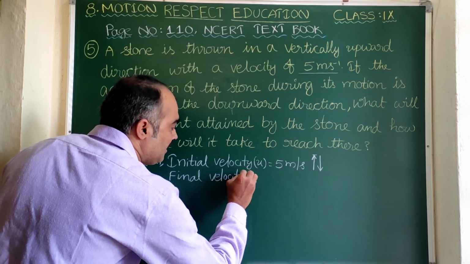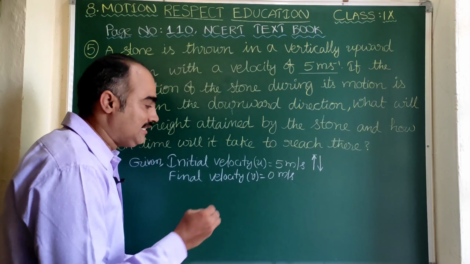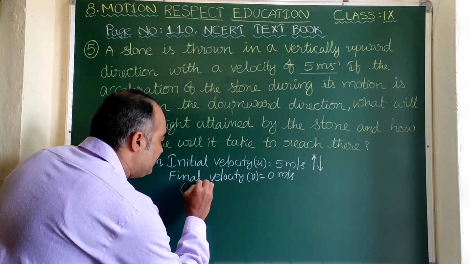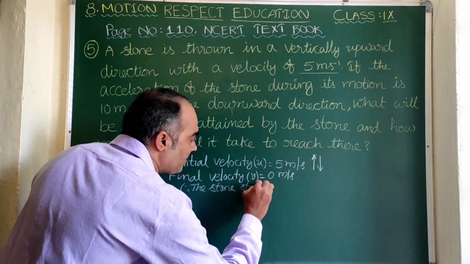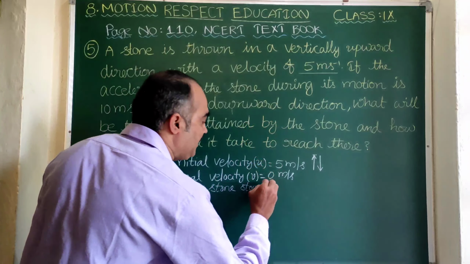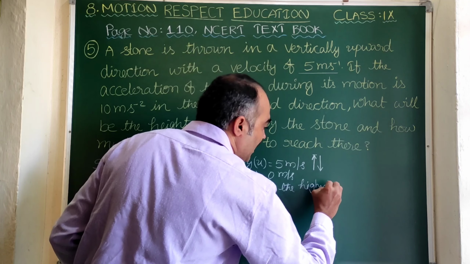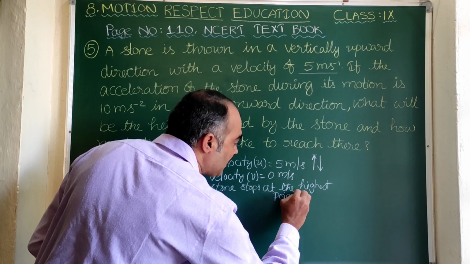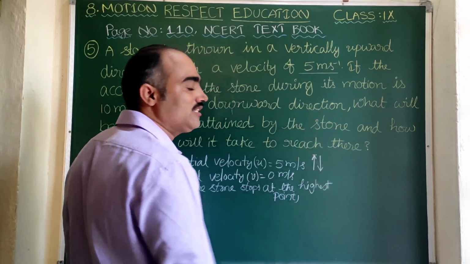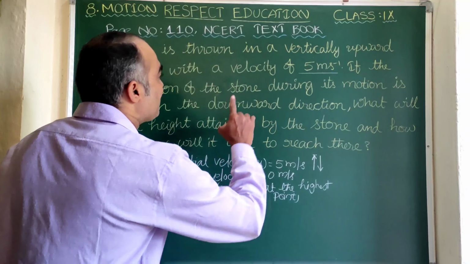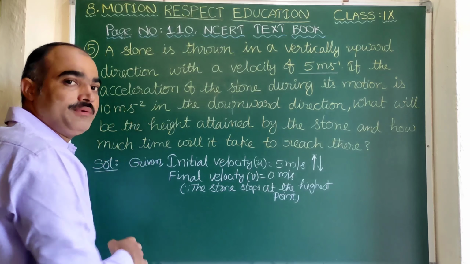Final velocity denoted by v can be taken as 0 meter per second. Here the reason is that since the stone stops at the highest point, after reaching the point its final velocity becomes 0, so that it will change its direction towards the earth. Now it is given that acceleration of the stone during its motion is 10 meter per second square.